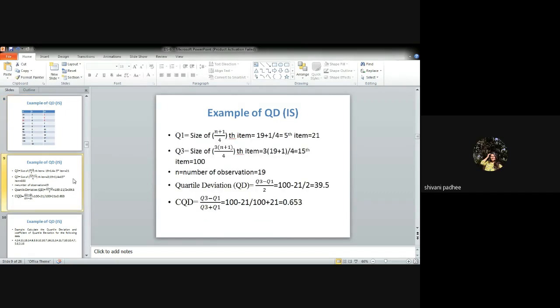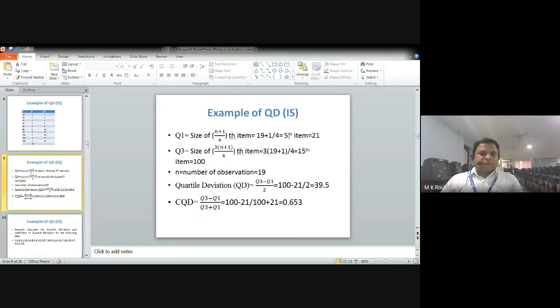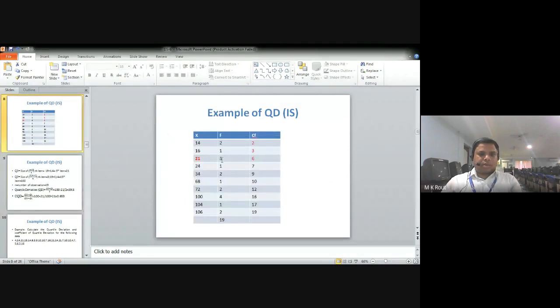If you get the value of the fifth item, you directly go to the table, to the cumulative frequencies. That means the fifth is lying in the interval from 2 to 6. In that case, the highest value is 6, and 6 refers to the corresponding value of x, that is 21. Got your Q1 value? That is 21.